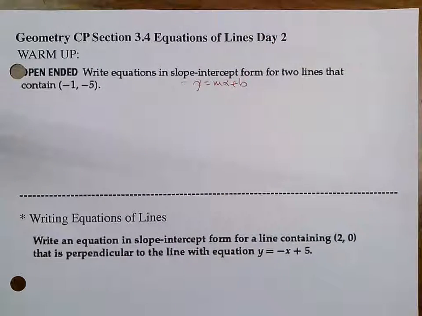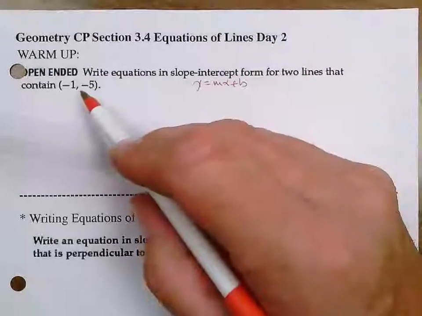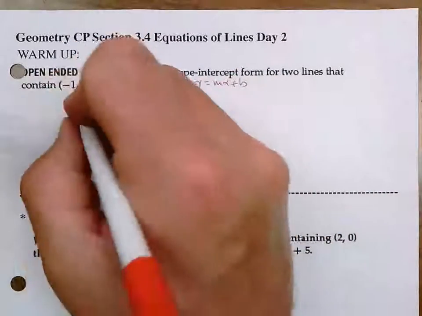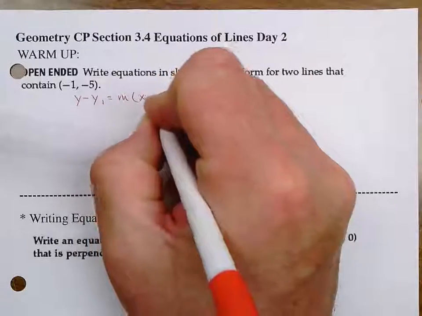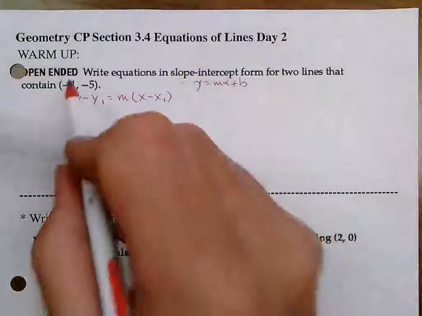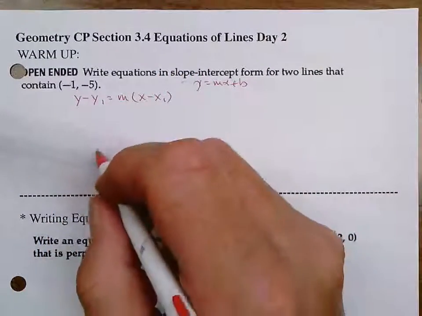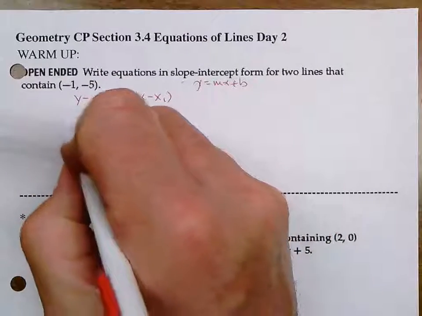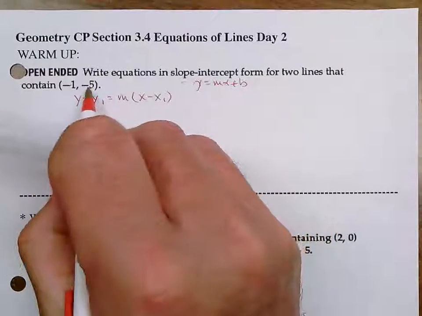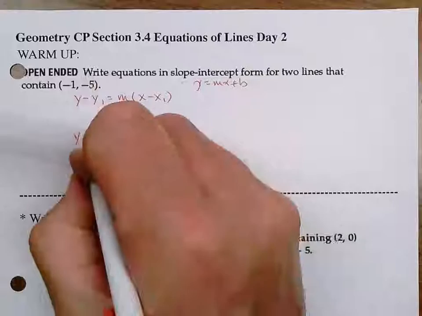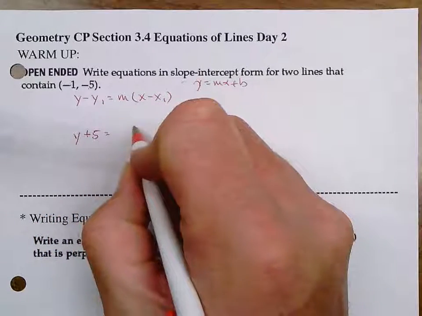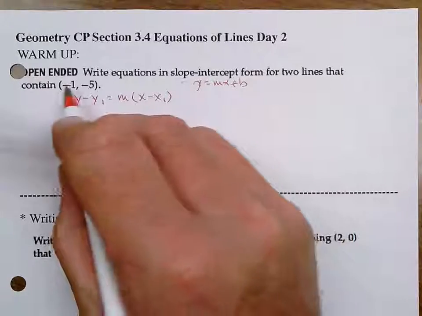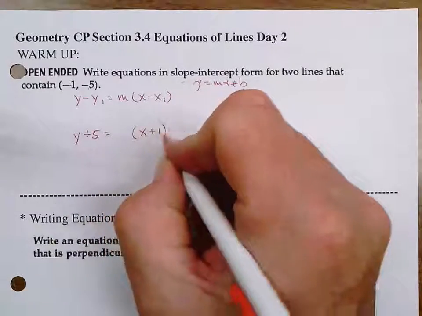So what I'm going to do is first use point-slope form: y minus y1 equals m times x minus x1. I have coordinates here, so I'm just going to come up with two equations. So y minus y sub 1, which is negative 5, which makes that plus 5, equals my slope, and I'm going to leave that blank for a second. x minus negative 1, which is going to make that positive.